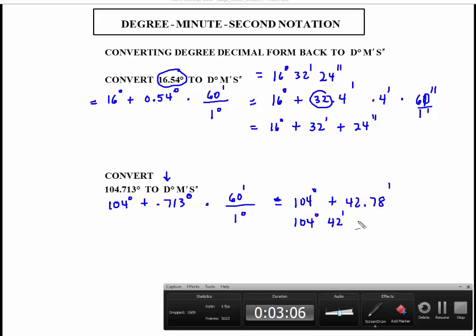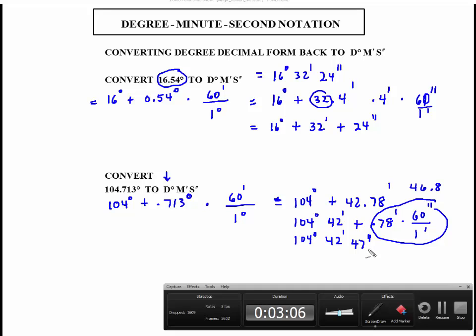Now this 0.78 here, we're going to say that's plus 0.78 times, and this is minutes now, 1 minute equals how many seconds if we want to get back to the second form here, right? 60 here. And then let's see what we get. 0.78 times 60 would be 46.8 here. So I would get 104 degrees, 42 minutes, and the 0.78 times the 60 would be 46.8. So we'll go ahead and round that to the nearest second, so it would be 47 seconds.